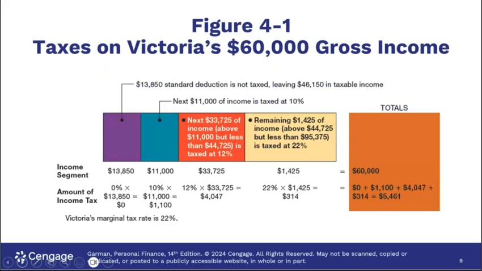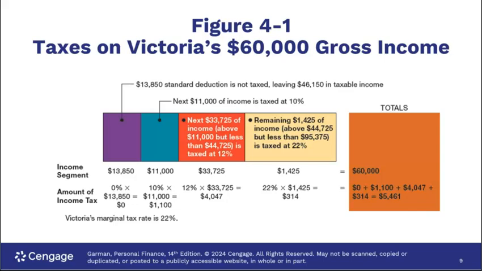All right, so Figure 4.1 from the book, we have Victoria with $60,000 of gross income. In this example, we'll see the standard deduction is $13,850. So as long as your itemized deductions don't total $13,850, you are not going to itemize. But anyway, $60,000 is adjusted, and this is using the tax rate schedule from the book.